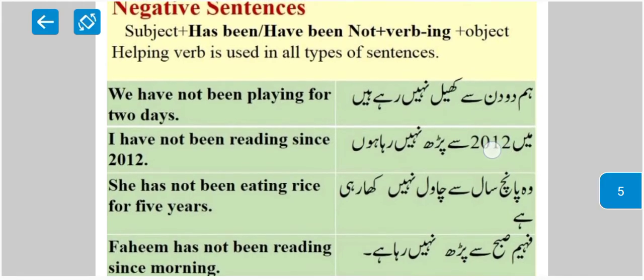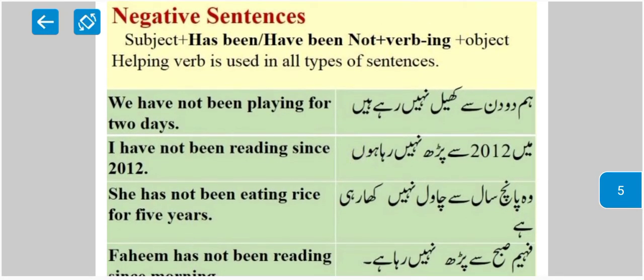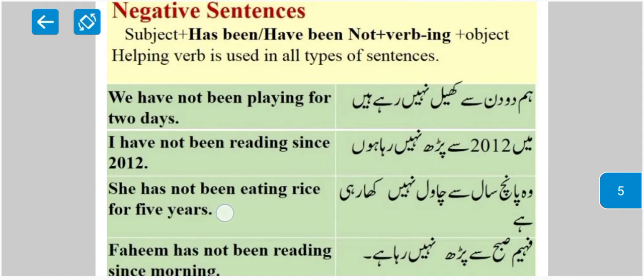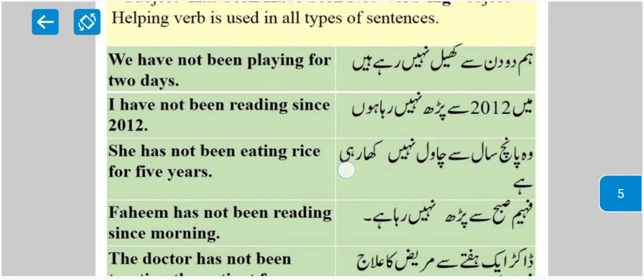मैं 2012 से पढ़ नहीं रहा हूँ. I have not been reading since 2012. वो 5 साल से चावल नहीं खा रही है. She has not been eating rice for 5 years.